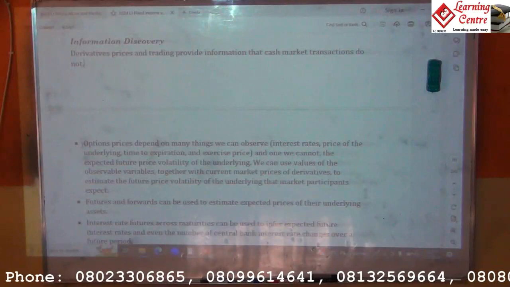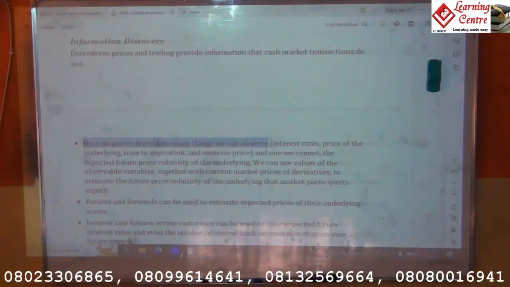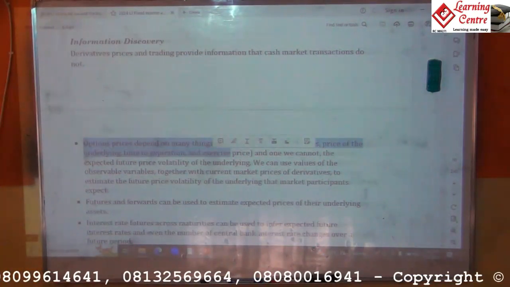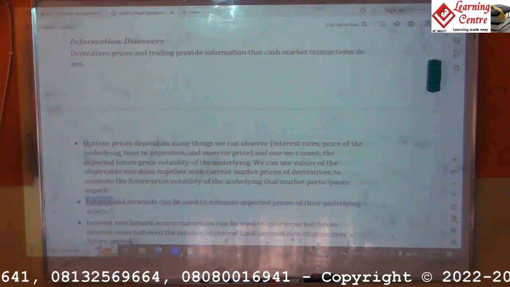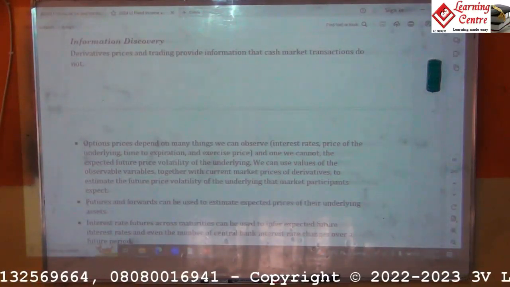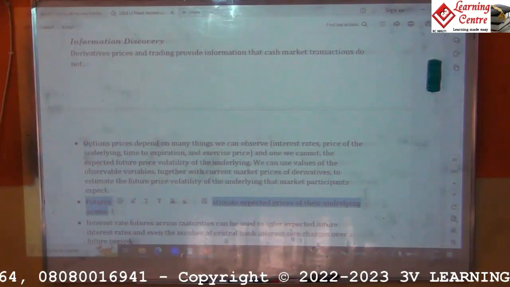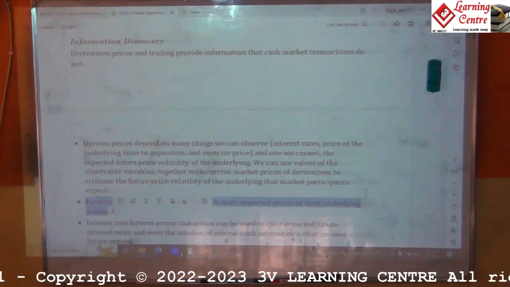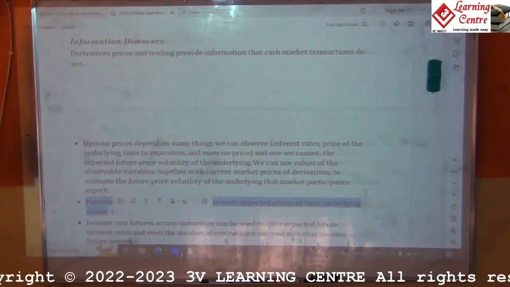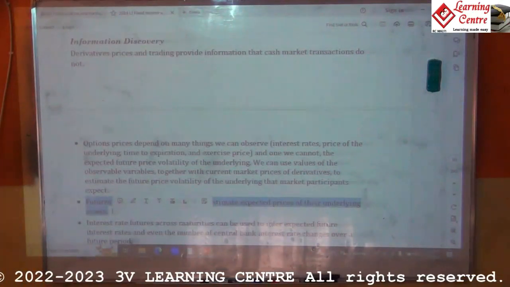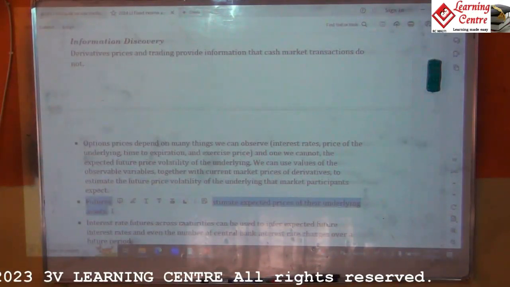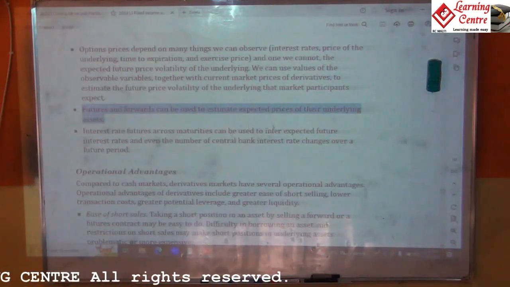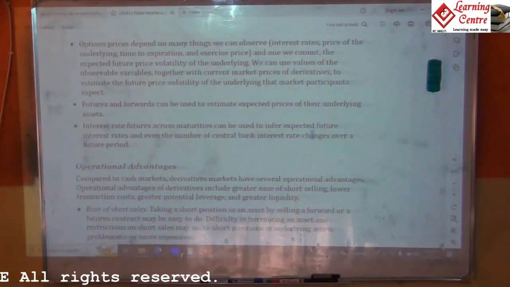So that's that. Option prices depend on many things that we can observe: interest rates, price of underlying, and the rest. Futures and forwards can be used to estimate expected prices of the underlying assets. Because of the way derivatives move and the way people are moving, you can use that to estimate what the actual stock price will be. So people are moving in this direction, so maybe people are likely to sell because of the kind of contracts you are seeing for the future. So you can use that to estimate exactly what is going to happen to the underlying assets. Interest rate futures can be used to infer the same. I don't want to waste too much time on this.